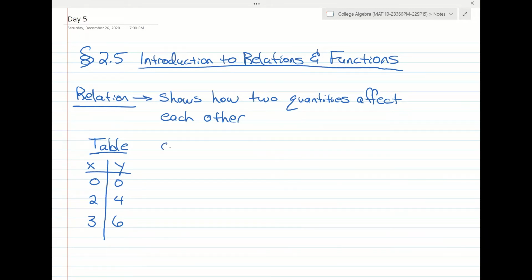Another way we could show a relation is with ordered pairs. Ordered pairs would just take an x and a y value and write them in parentheses. So (0, 0). Remember, in the alphabet, x comes before y, so when we write points, that's the case also. And then we have (2, 4), and then (3, 6).